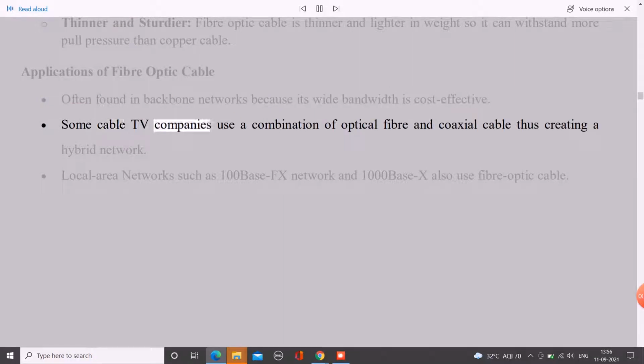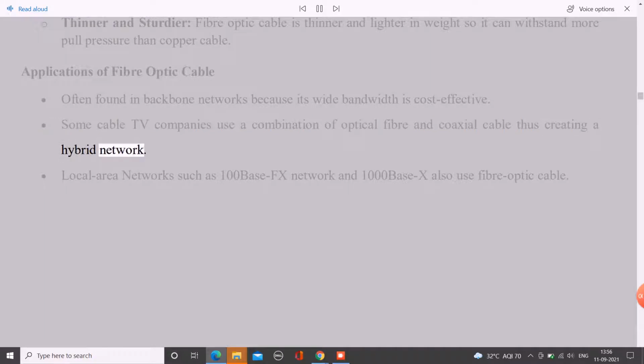Applications of fiber optic cable: often found in backbone networks, because its wide bandwidth is cost-effective. Some cable TV companies use a combination of optical fiber and coaxial cable, thus creating a hybrid network. Local area networks such as 100 base FX network and 1000 base X also use fiber optic cable.